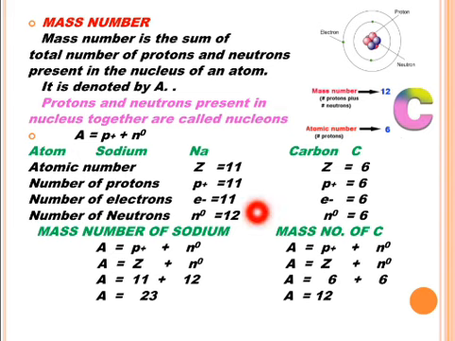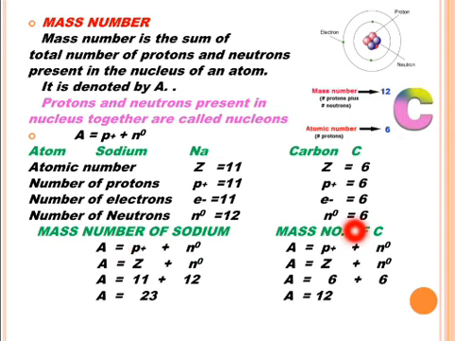Students, we can also calculate the number of neutrons of an atom by using this formula. If we know the number of protons and mass number of an atom, we can calculate the number of neutrons by subtracting the number of protons from mass number of an atom.